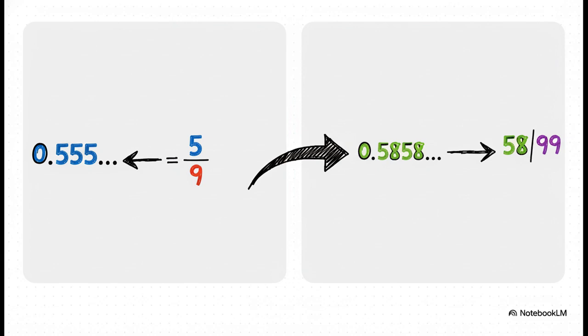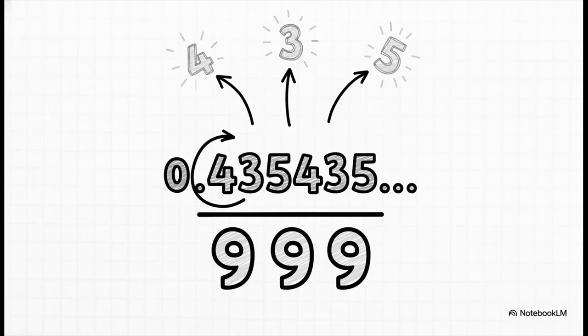So what happens if two digits are repeating, like 0.5858? Well, you just use 2 nines. It becomes 58 over 99. See how perfectly that scales up? And this pattern doesn't stop. So if you have a 3-digit chunk that's repeating over and over, you probably know exactly what's coming. You just put that 3-digit number over 999.